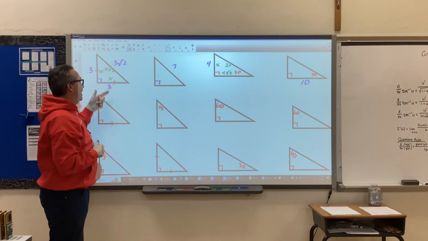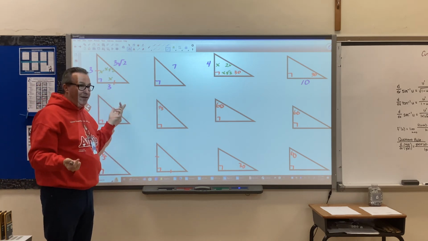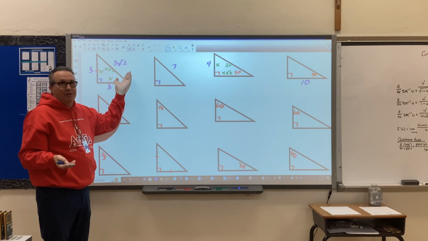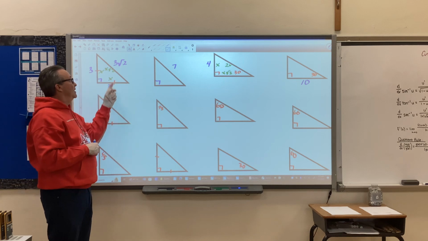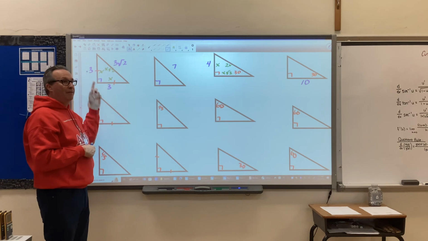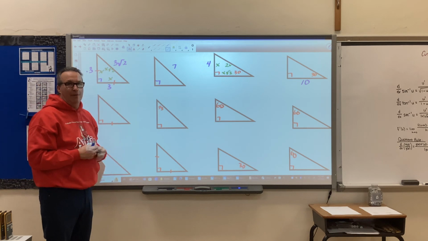So if you have one of the legs, it's easy to find the other two sides. The other leg's the same. The hypotenuse, you just multiply by the square root of 2. That's the way it is for every triangle. If this is 7, that'd be 7, 7 square root of 2. If this is 12, that'd be 12, 12 square root of 2. It's always that way.